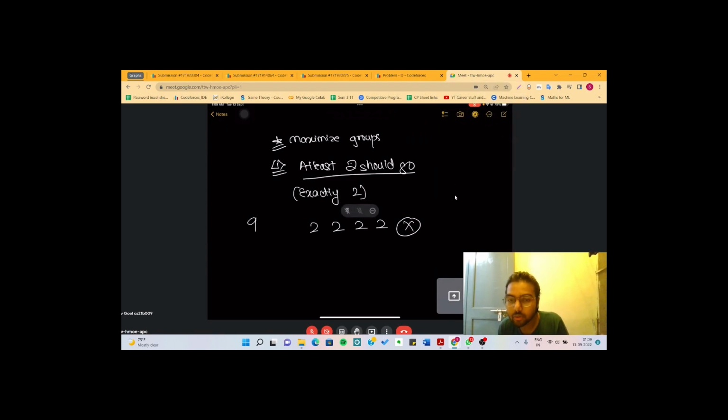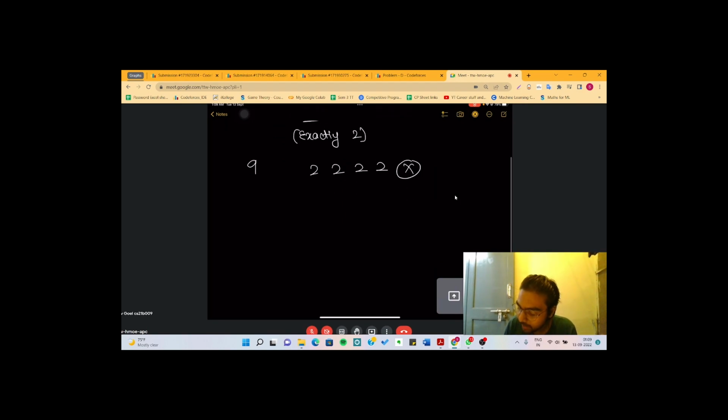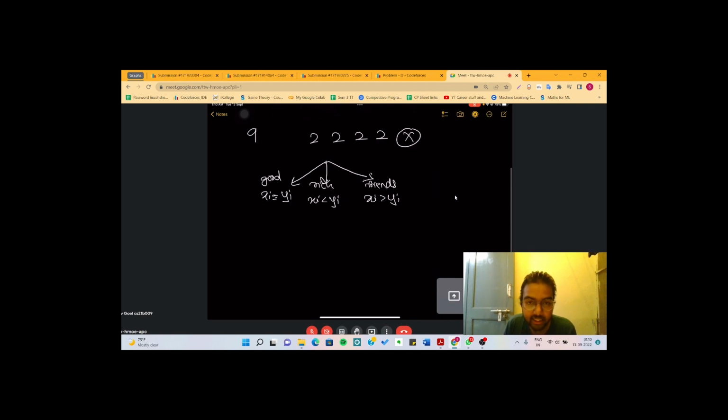So basically we should go in pairs of two. Now the other thing is that we'll just split them into three groups. One will be where xi equals yi, which are the good friends. Then there are some rich friends whose xi is less than yi. And then there are some friends where xi is greater than yi. Okay, so these are the three categories which we have.